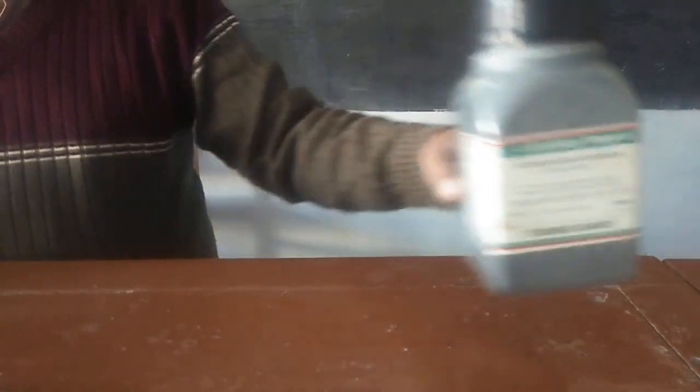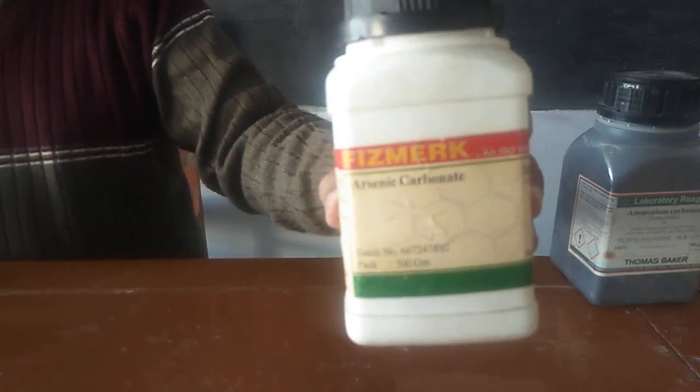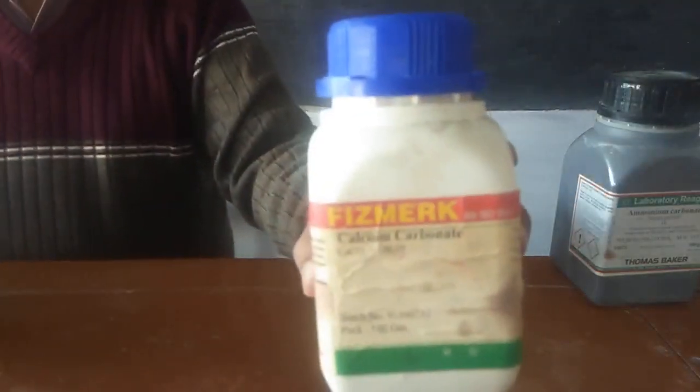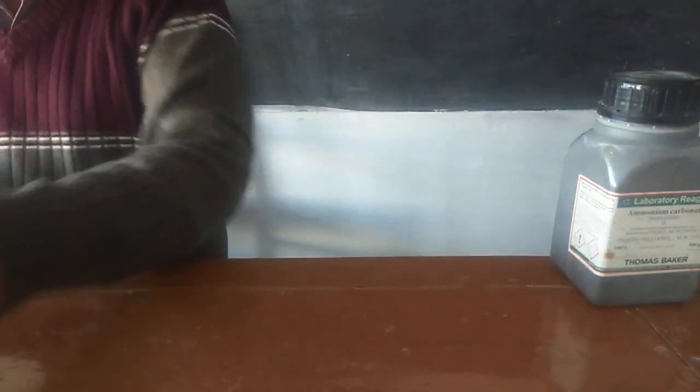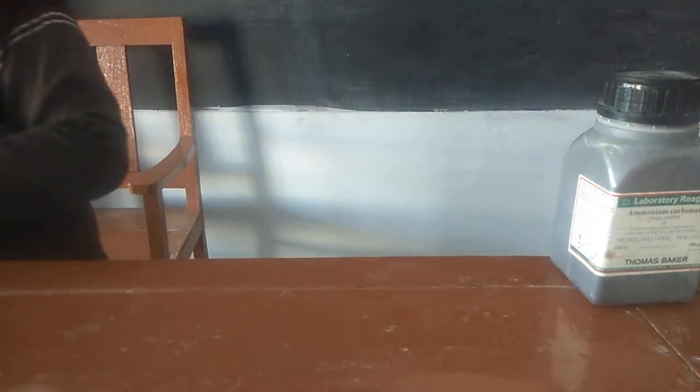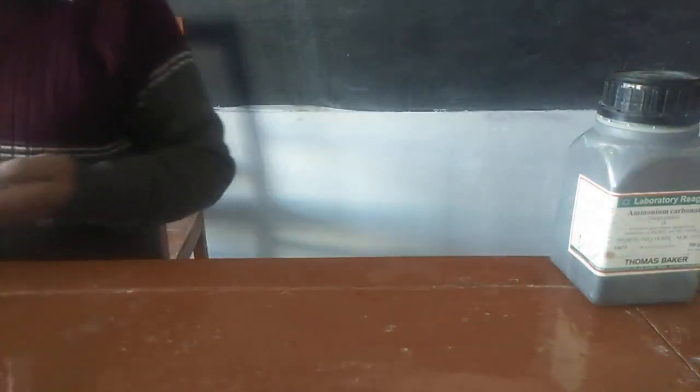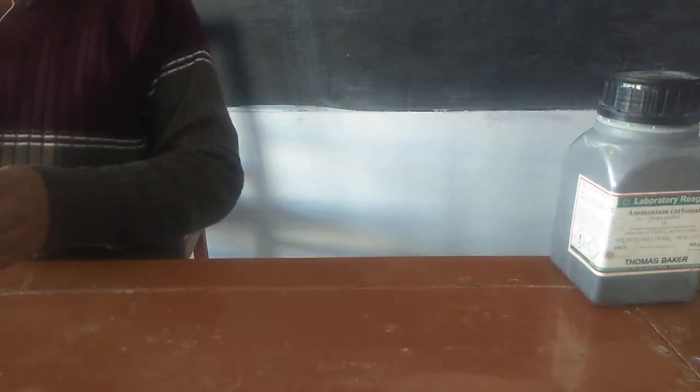The solubility of carbonate ions. We have ammonium carbonate salt, a salt of arsenic carbonate, and calcium carbonate. Carbonates are usually insoluble in water except ammonium carbonate. The salt of ammonium carbonate is soluble in water.